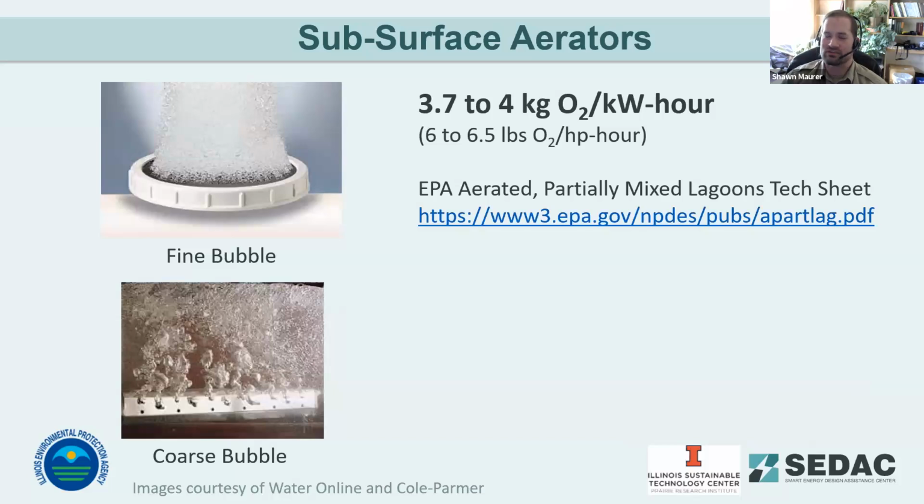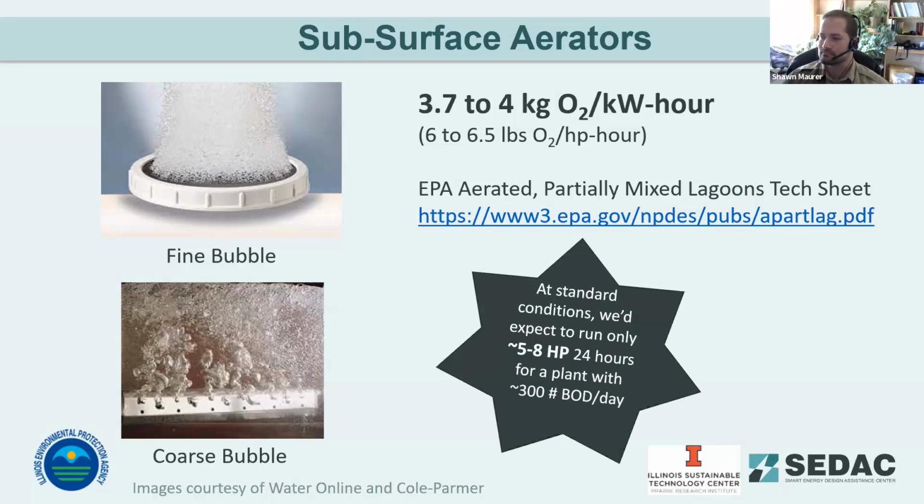When we get to subsurface aeration, looking at those aerators, you get a little bit more oxygen transfer efficiency because you're delivering oxygen at depth and letting that rise up with bubbles. So there's also greater surface area contact. So about 3.7 to 4 kilograms of oxygen per kilowatt hour with fine bubble and coarse bubble aeration. So looking at a lagoon, we expect that to be somewhere between 5 and 8 horsepower for about 300 pounds of BOD per day.